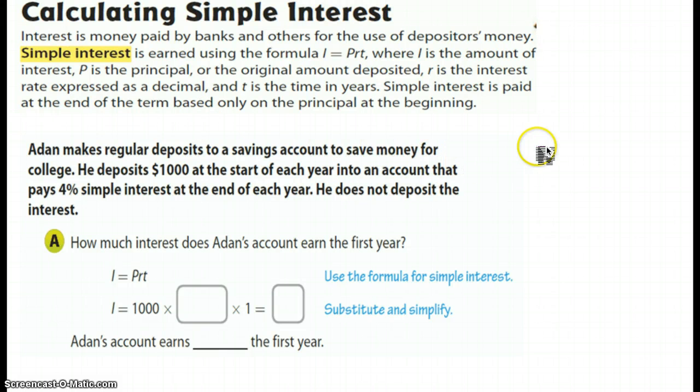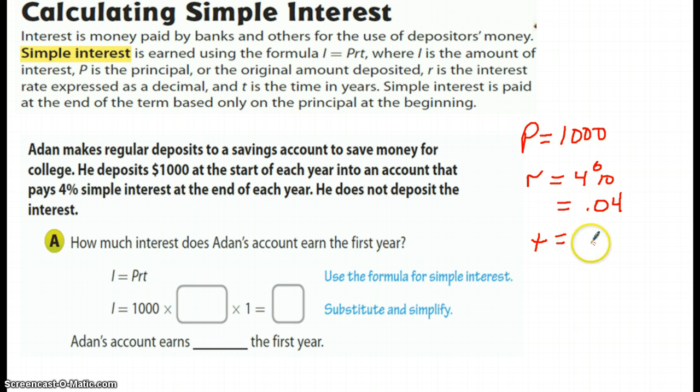So some things we can get out of this to determine what this problem is asking us. What are we trying to do here? First, it's telling us that our initial amount, P, is equal to 1,000. And it's also telling us that it pays, which is the rate, 4%. So we're talking about 4%, and we're going to change that to 0.04. Notice the 4 is in the hundredths place. And then time is going to equal 1.